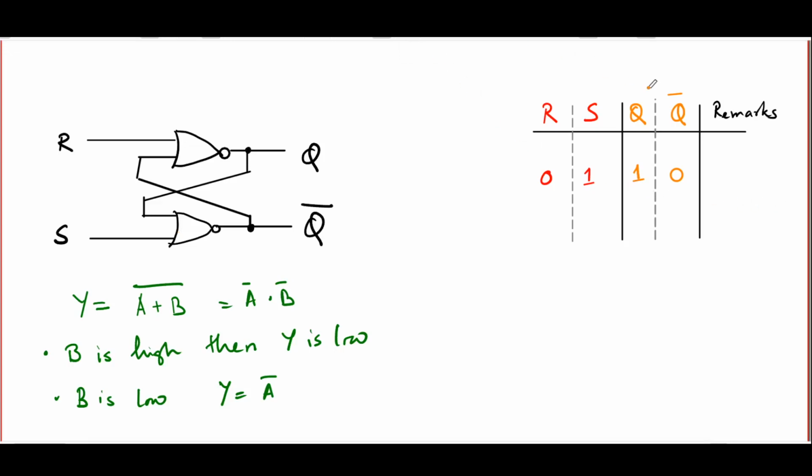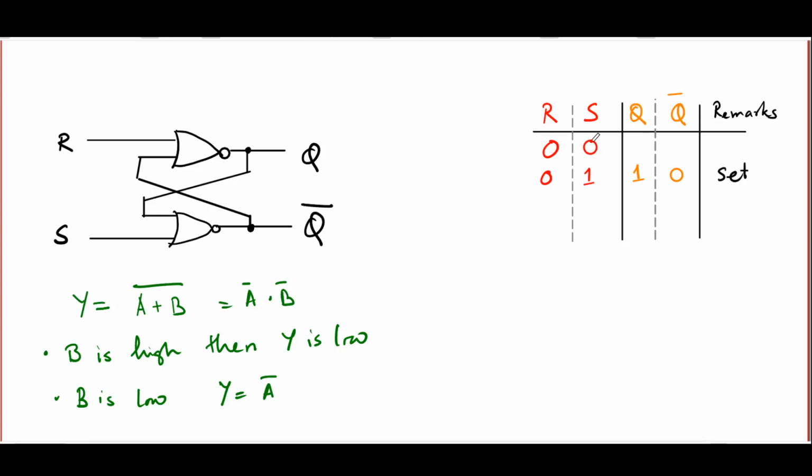And this is the condition which we call the set condition. The latch has been set. Q has been set to high. That's what set means. Now what happens if after you do this, the input S returns to what its natural value is? In this case, the natural value for both inputs are actually 0.